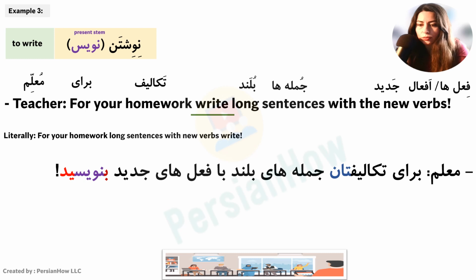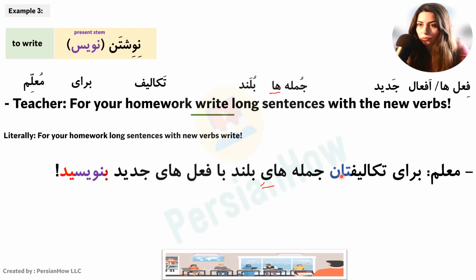And let's go over some اضافه. So here جمله های بلند. We add this ye after جمله ها here because we need to connect جمله ها to بلند, the adjective which is the modifier. That's why we add a ye for اضافه. Another one here, you see فعل های جدید. We need to connect فعل ها to the adjective جدید. That's why we add a ye to it, because فعل ها ends in an aleph. Alright, I think the rest is pretty clear.